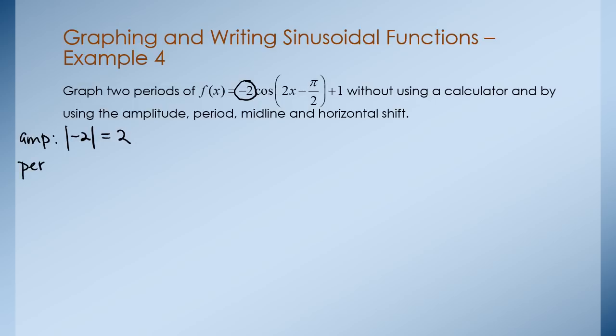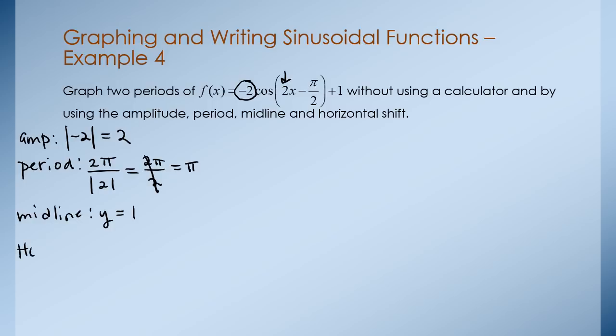The period of the function is 2 pi over the absolute value of 2, and that 2 came from right here. The number that's on the inside of the parentheses connected to that x. So I get 2 pi over 2. The 2's cancel out, and I'm left with pi as a period. The midline, remember it is a line, so it's y equals 1.